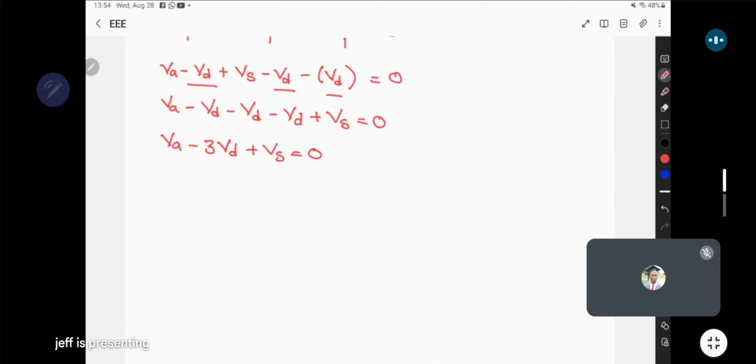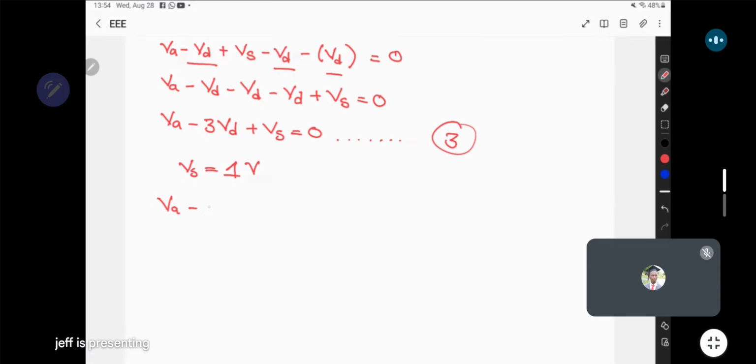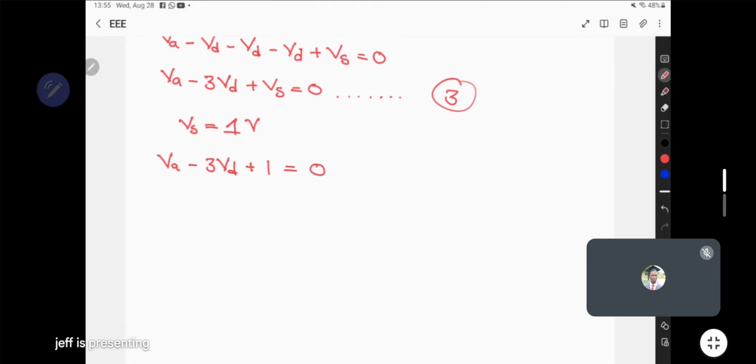So I'll keep this as equation 3, because when it comes to question 2, I just want to come and change what Vs is. If Vs is equal to 1, the expression becomes Va minus 3Vd plus 1 equals 0.